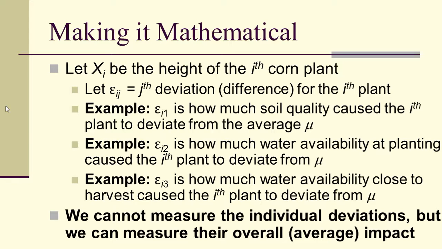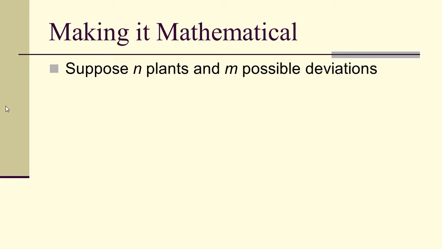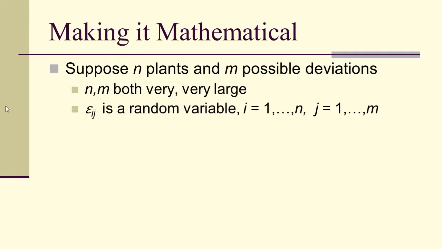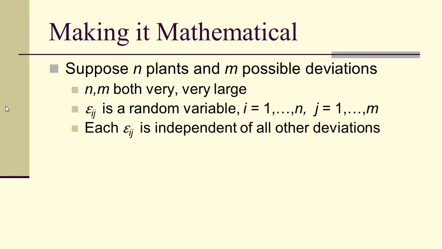Now, we can't measure all these individual deviations, but we can measure their overall average impact. Suppose there are n corn plants and m possible deviations. These are both very large numbers. Epsilon sub ij is a random variable for i equals 1 to n and j equals 1 to m. Each epsilon sub ij is independent of all the other deviations.